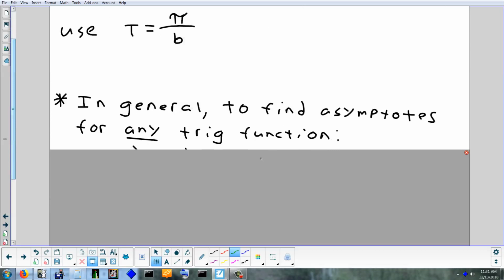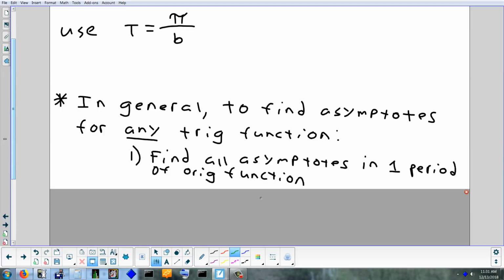Okay, so I'm going to just explain how you can find the asymptotes in any trig function. Obviously, it doesn't apply to sine and cosine. There are no asymptotes there. But tangent, cotangent, secant, and cosecant all have asymptotes. We'll look at secant and cosecant next. But the first thing you have to do is find all the asymptotes in one period of the original function.